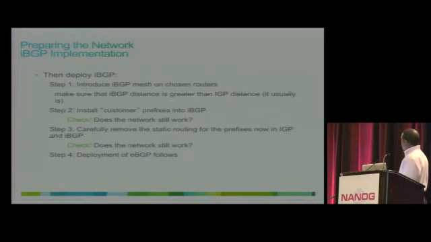So what you do is, to implement IBGP, you will implement IBGP mesh on select routers. Let's say if you have few route reflectors, you will have IBGP mesh between the route reflectors, and then there will be clients to those route reflectors.